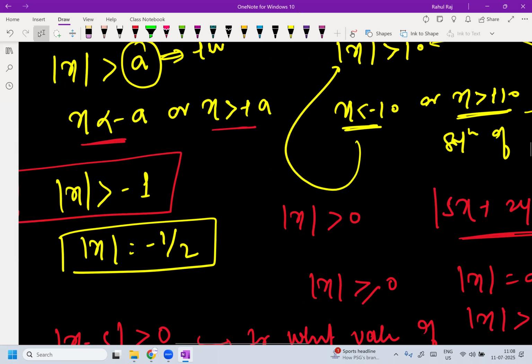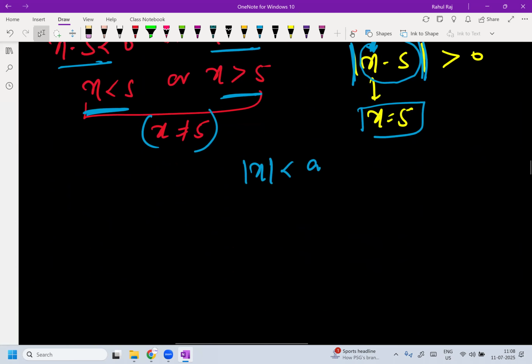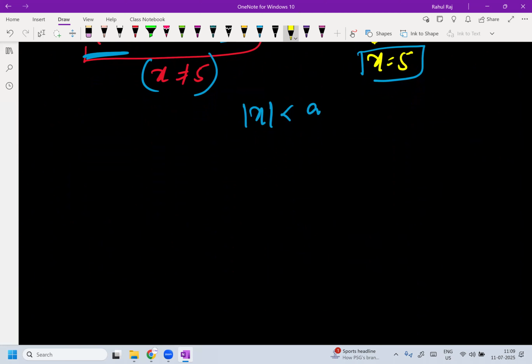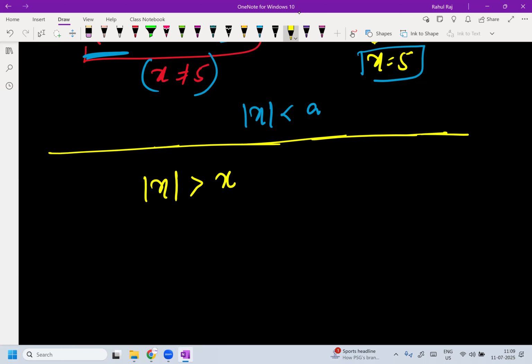Very good. Perfect, Shweta. This is it about all the mods. But yes, we'll do some extensions. Mod x greater than x. What do you mean by this, Shweta? Mod x greater than x. That means x has to be a negative number. Beautiful. Because you just have to put values and check.